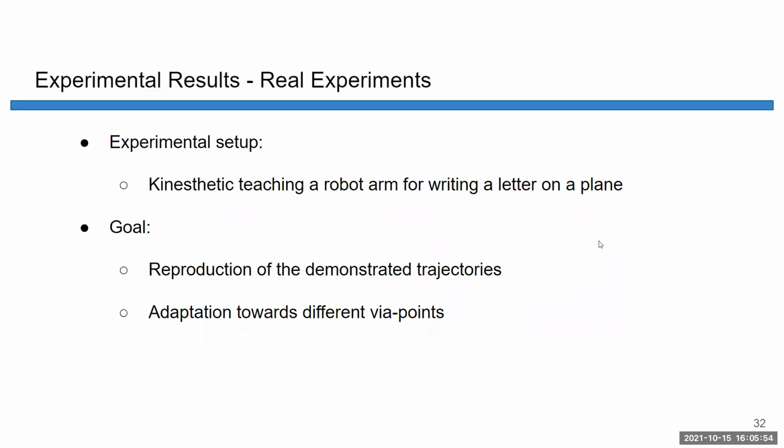So let's see the experimental results. Again, the experimental setup is to kinesthetically teach a robot arm. In this case, it's a 2D planar example. Our goal is to reproduce the demonstrated trajectories as well as adapt towards different waypoints.